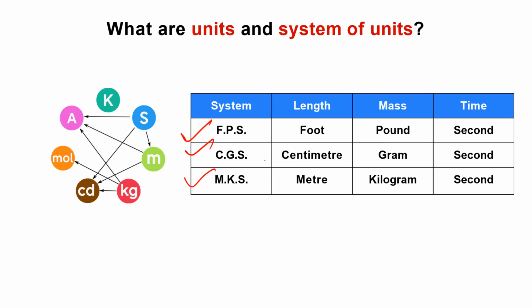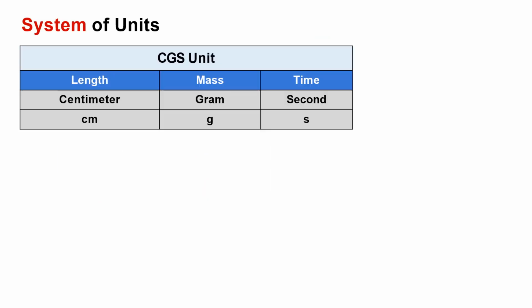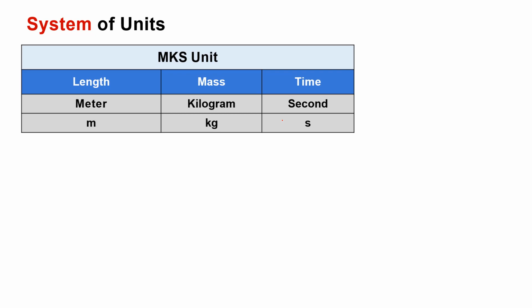It can be measured as a centimeter in CGS unit, and it can be measured in meter in MKS unit. Okay, so let's understand each of the systems of units separately. This is the CGS unit system, where length is measured in centimeter, mass is measured in gram, and time is measured in second. Now the MKS unit. MKS is actually known as SI, right?